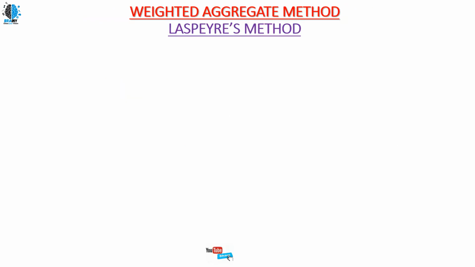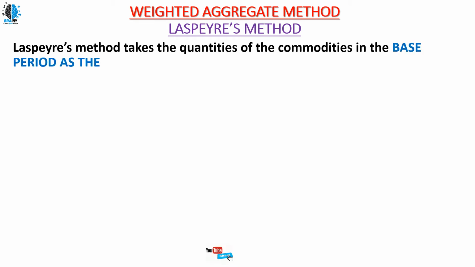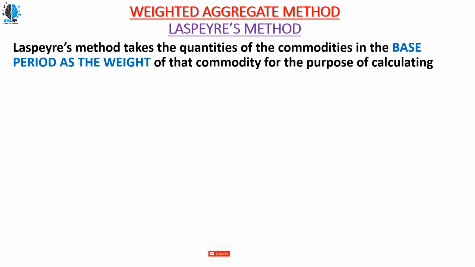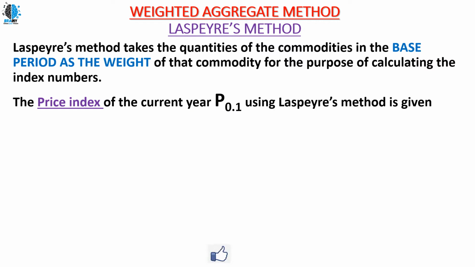The first method under weighted aggregate method is the Laspeyres method. Here the author has given the weight to the base year. The Laspeyres method takes the quantity of the commodities in the base year period as the weight of the commodity for the purpose of calculating the index number. So the price index of the current year P01 using the Laspeyres method is given by this formula.